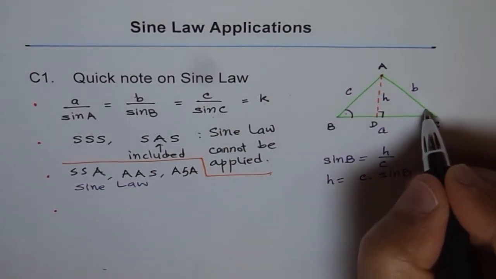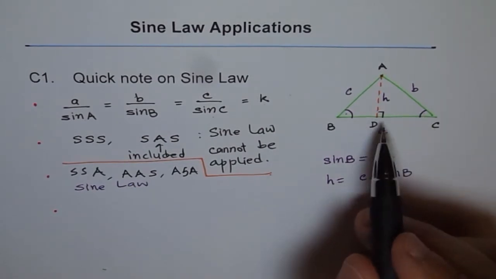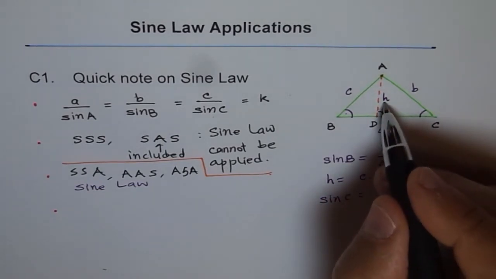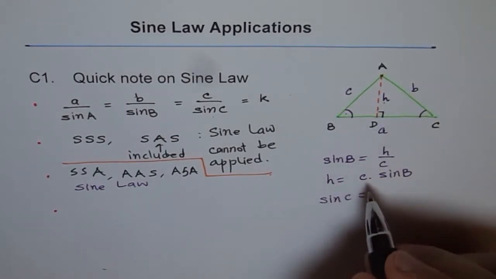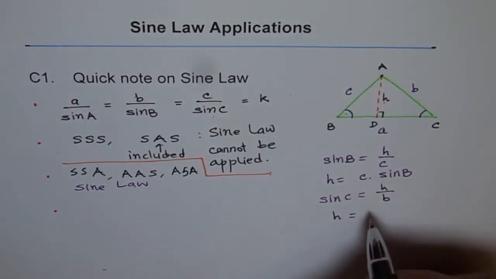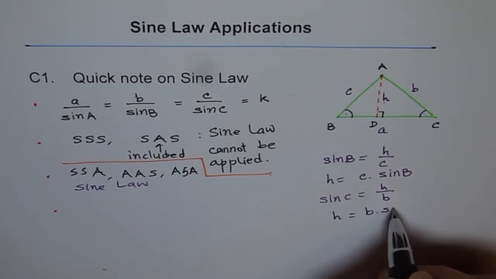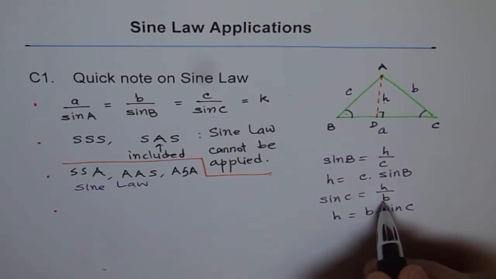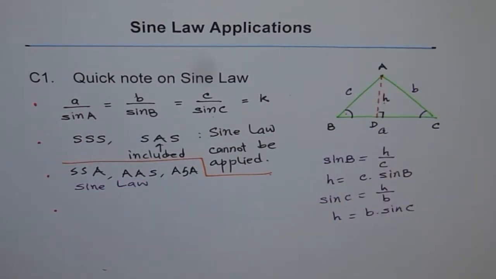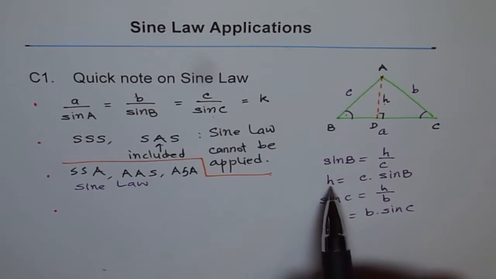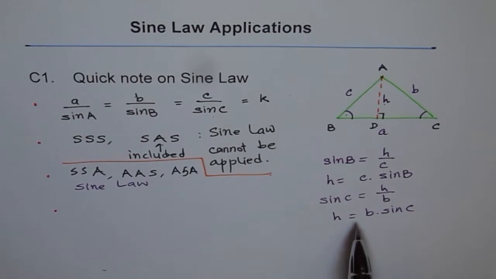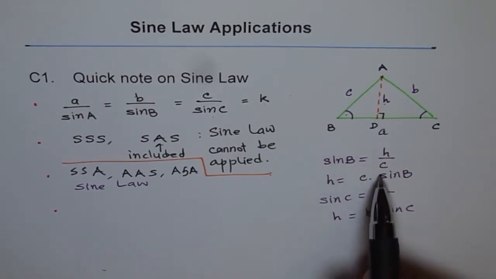Now if you look from the other side, what is sine c? You say, well, sine c is equal to h over b. Okay, that's fine. In that case, height is equal to b times sine c. Is that okay? So height is equal to b times sine c, just cross multiply. So we have the same triangle and we just drop a perpendicular. Then what we see is that we can write height in terms of c sine b or in terms of b sine c. But it's the same height, so that means these two things are equal, right?